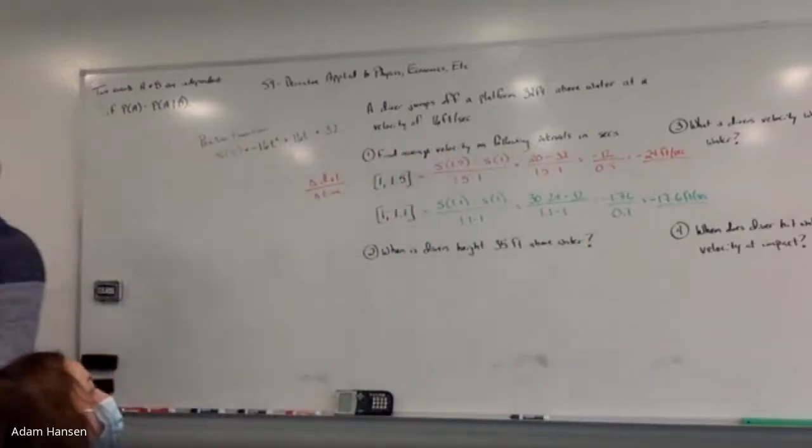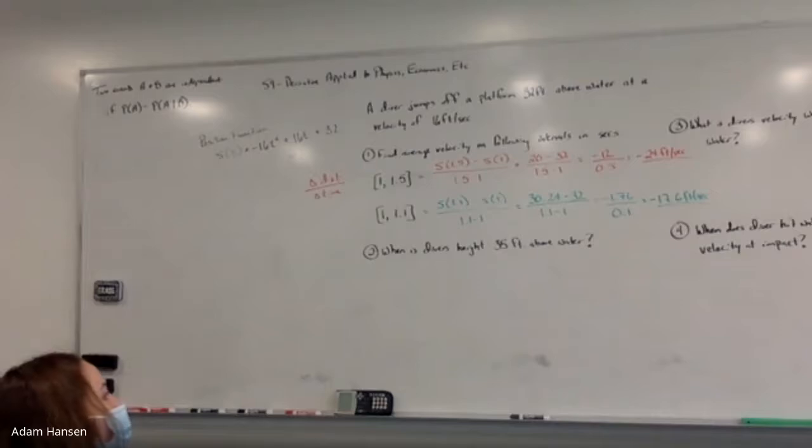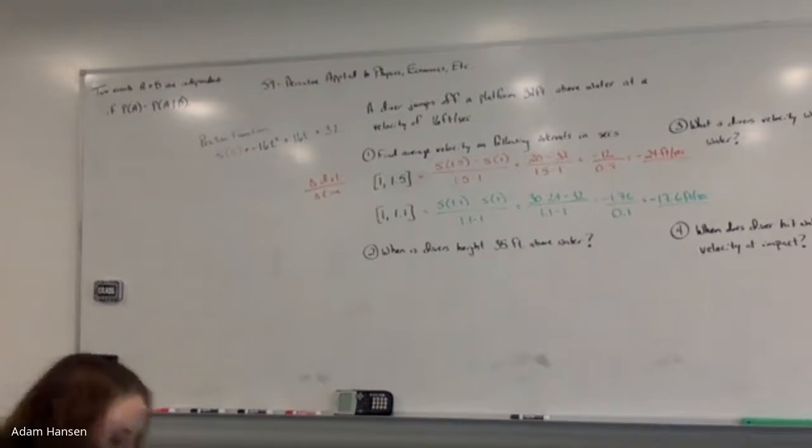Why is it slower? Why is his average velocity more between 1 and 1.5 seconds than between 1 and 1.1 seconds? More time, right? Gravity's had more time to take effect, so he's going to pick up more speed the longer he's in the air.